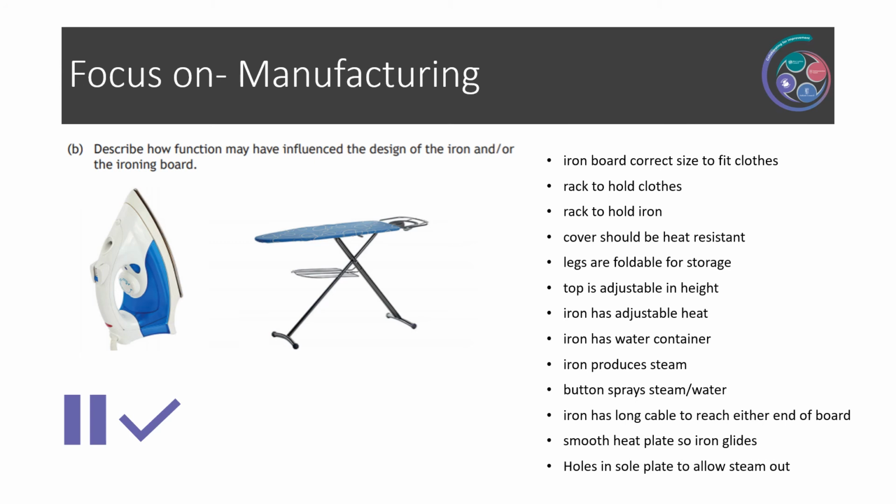The iron has adjustable heat for different types of materials in different situations. The iron has a water container. The iron can produce steam, as many irons don't. The button on the top sprays water or steam for extra water or steam. The iron has a long cable to reach either end of the board. Smooth heat plate so the iron glides and doesn't get stuck on material or damage materials. And there's holes in the iron plate to let the steam through. All of these answers are things that are required of the iron or the ironing board in order to do its job.